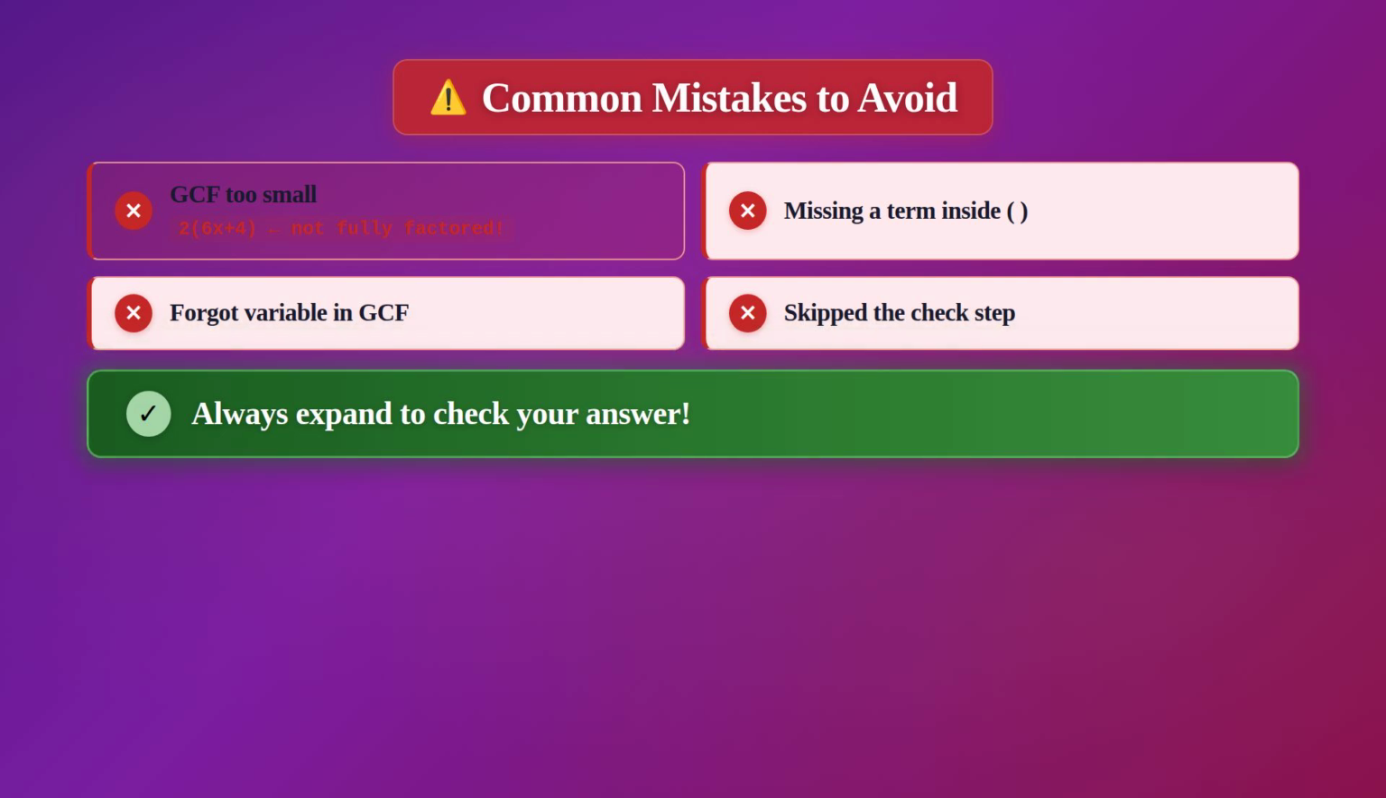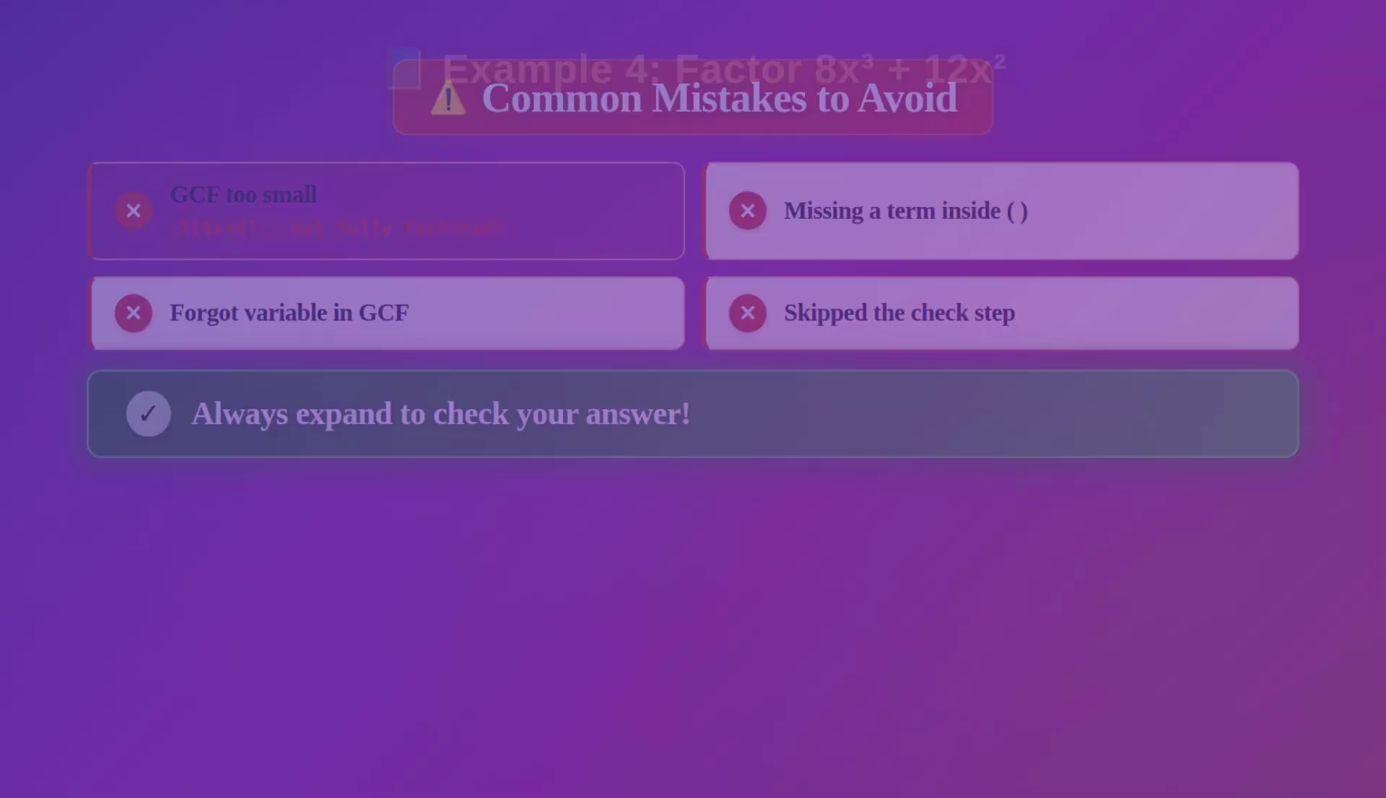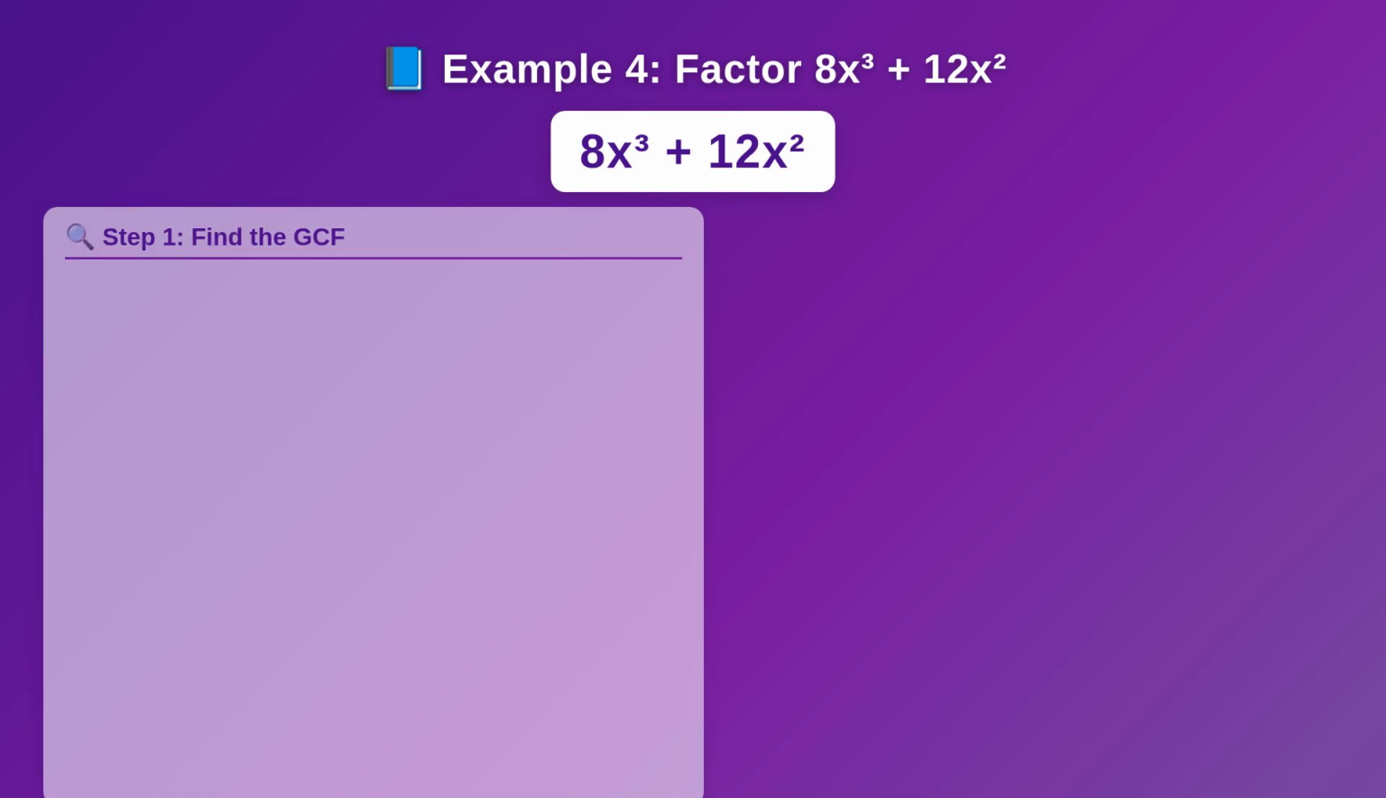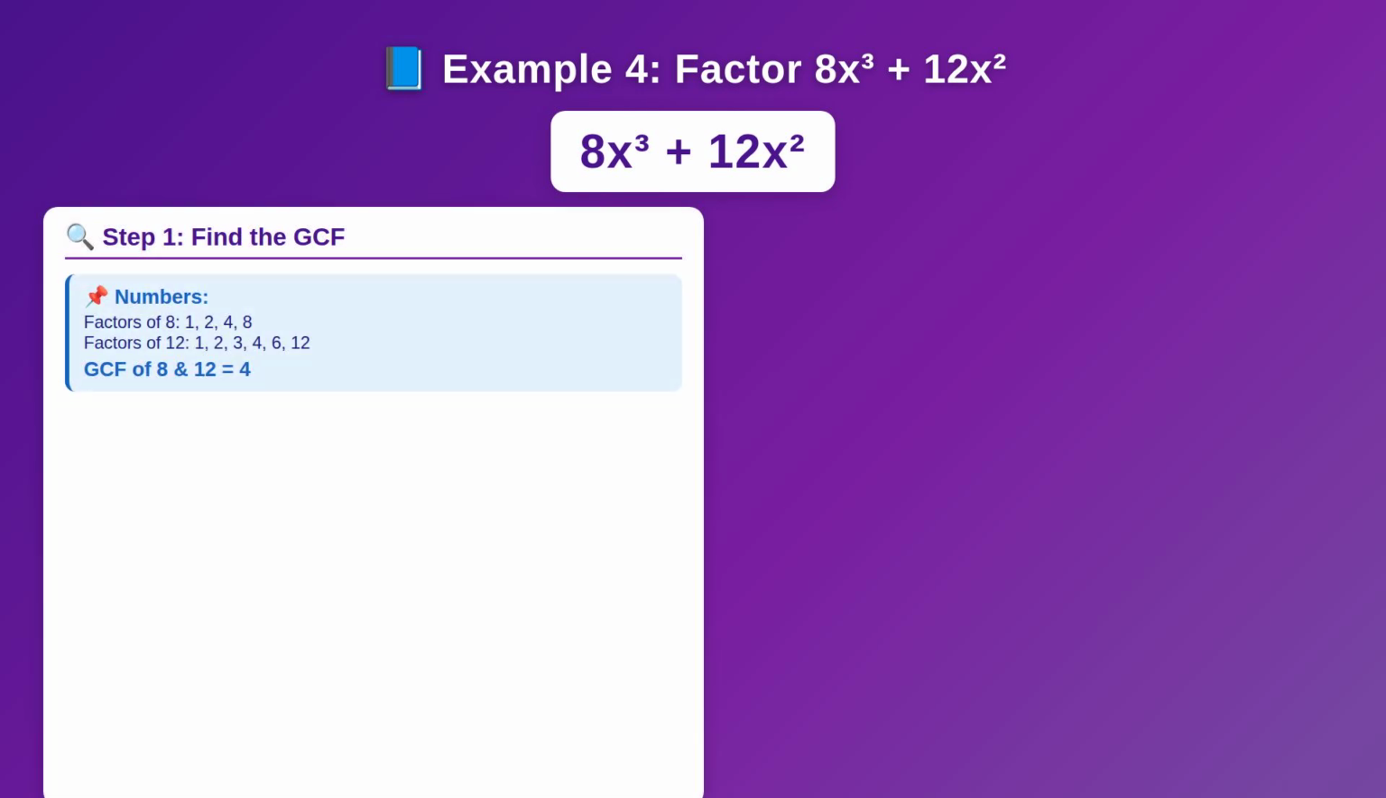Second, forgetting a term inside the parentheses. Third, when variables are shared, don't leave them outside the GCF accidentally. And always, always, expand your answer to check it. These habits will save you points on every test.